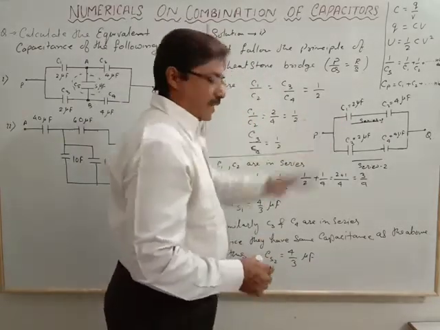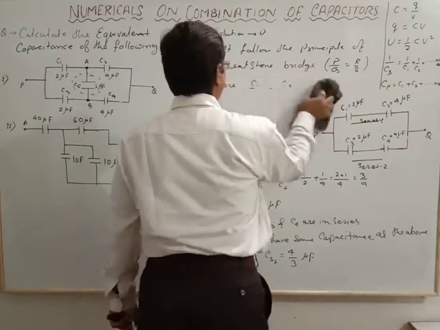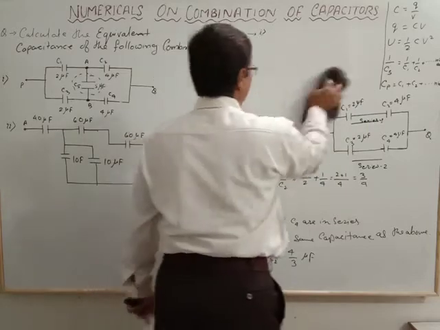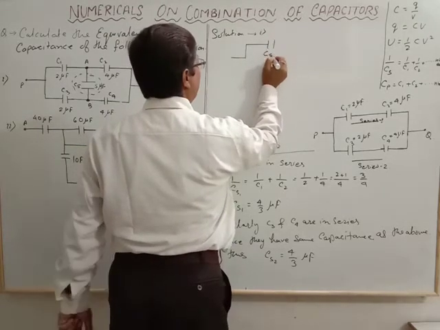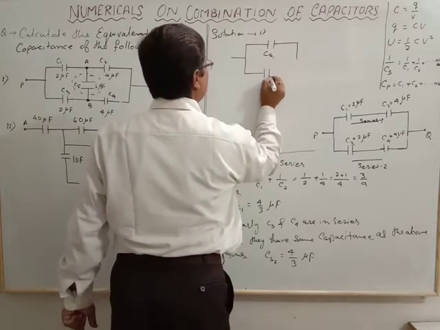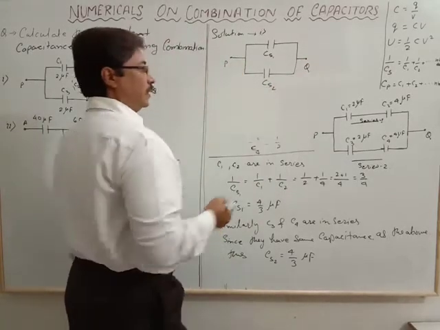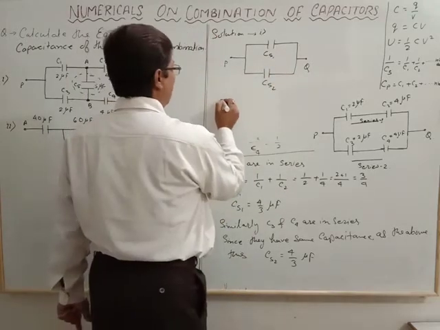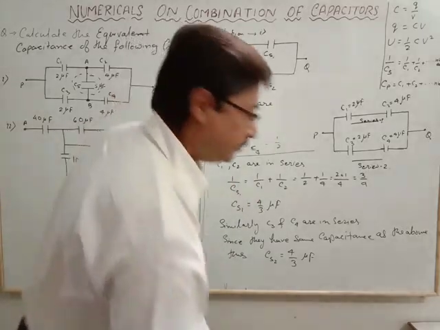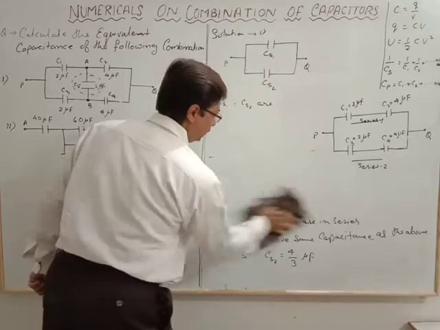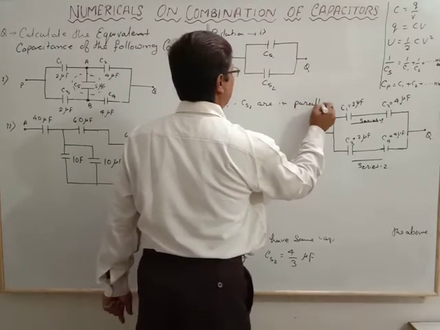Now the circuit appears like this, from P to Q: CS1 and next CS2. So in that case, CS1 and CS2 are in parallel combination.